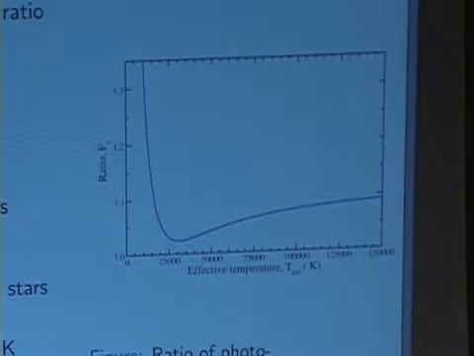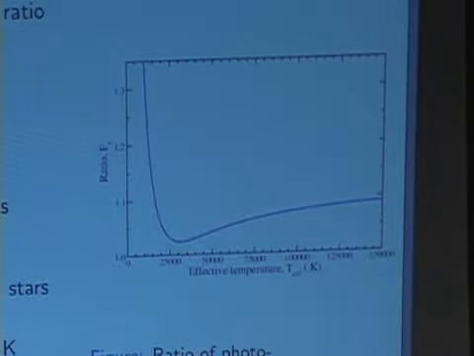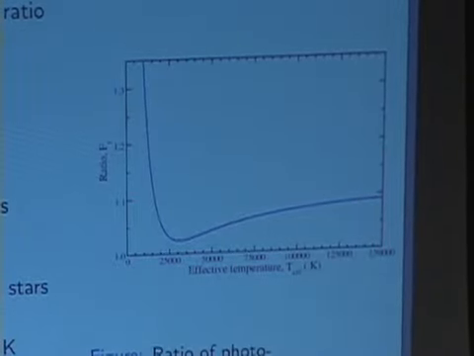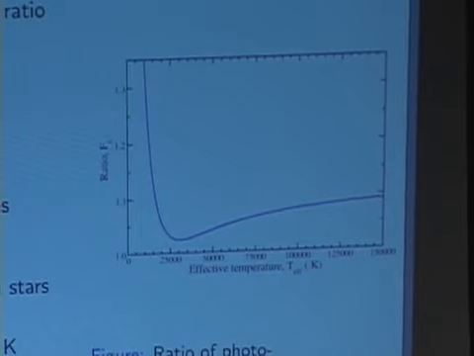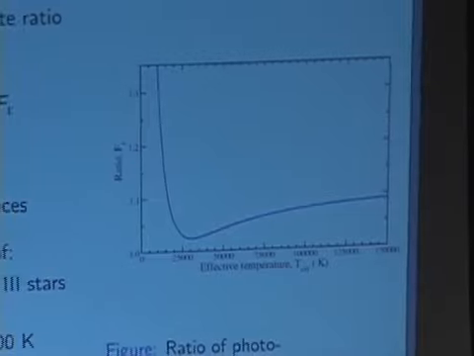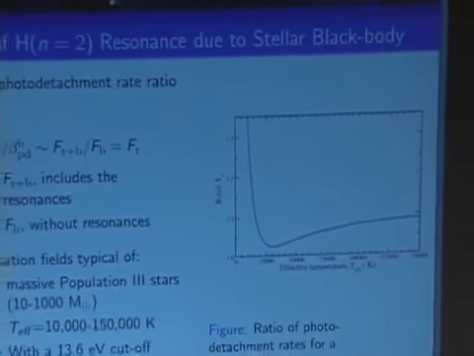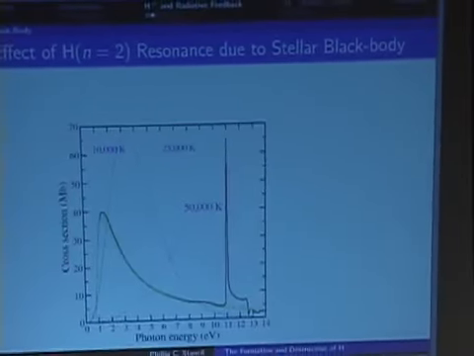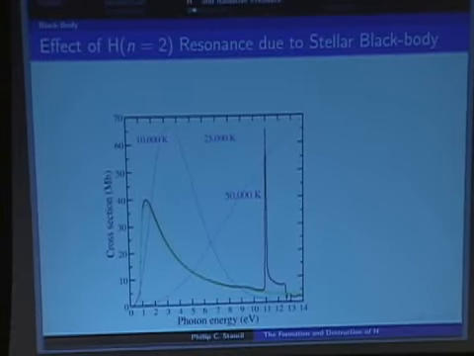And maybe a little bit larger over here for the very small stars. So kind of a small effect for black body radiation, at most 10% if you include the resonance. Okay. And you can kind of understand this little minimum here by looking at the black body spectra.